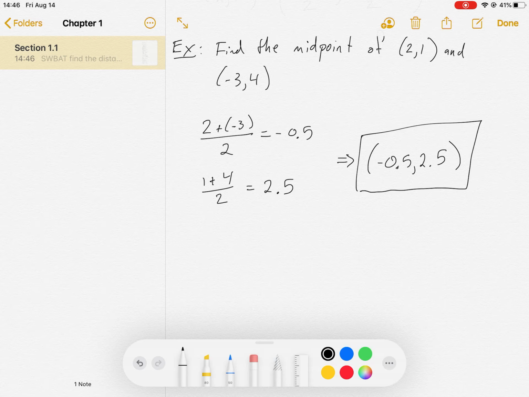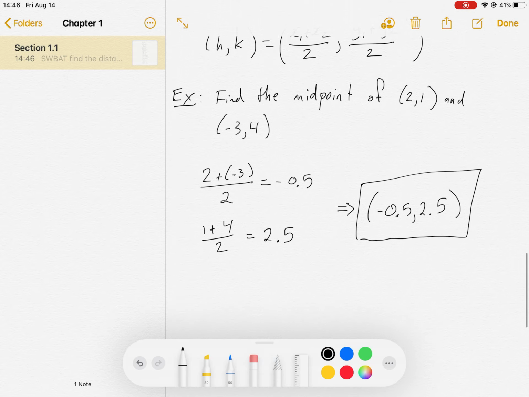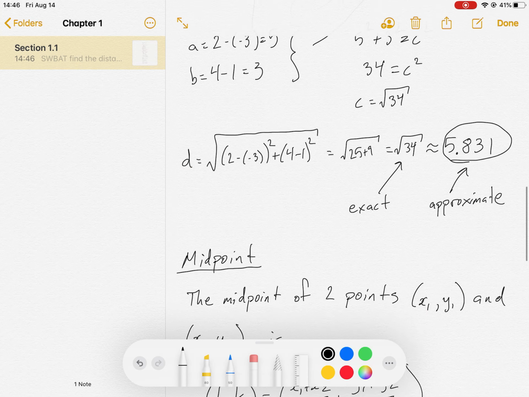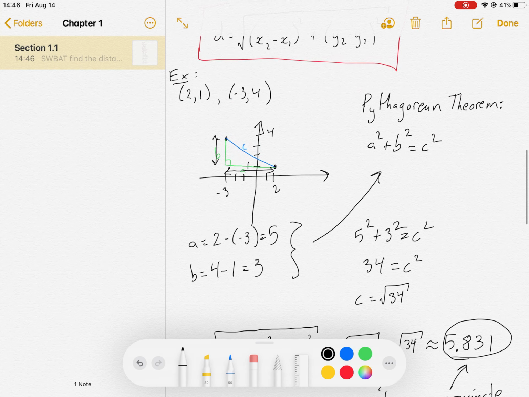A nice way to double check is just to go back to the graph. So let me scroll up here. And double check that -0.5 and 2.5 looks to be roughly in the middle. So that's about -0.5 there. And then 2.5. Clearly I did not draw this very well. But if you were using graph paper, that looks pretty exact to me. It doesn't look like we made any glaring mistakes there.